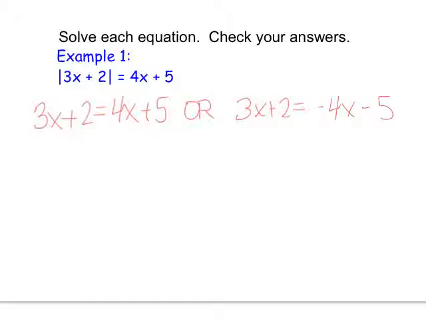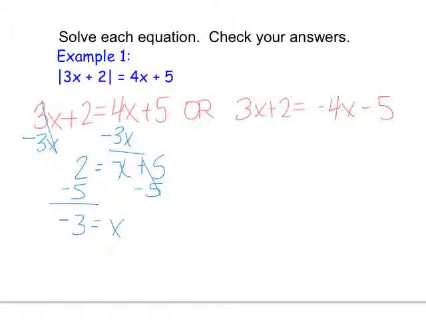Okay, and step 3 tells us to go ahead and solve the two equations. So let's look at the first one. We've got 4x and 3x. I really don't want to have both, so I'm going to choose to eliminate 3x by subtraction. And what I do on one side, I'll do on the other. So bringing down the 2 and the equal sign, 4 minus 3 gives me 1x plus 5. And then continue solving by eliminating that 5. And we get that x is equal to negative 3.